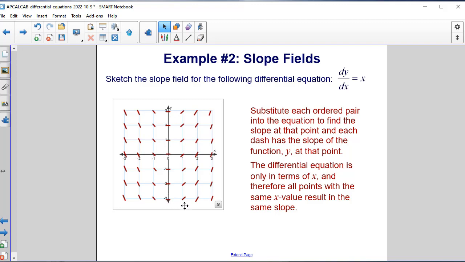Continuing this out, if I were to go along the line x equals 1, all of these little dashes have a slope of 1. And if I go to the left, along the line x equals negative 1, all of these little dash lines have a slope of negative 1.